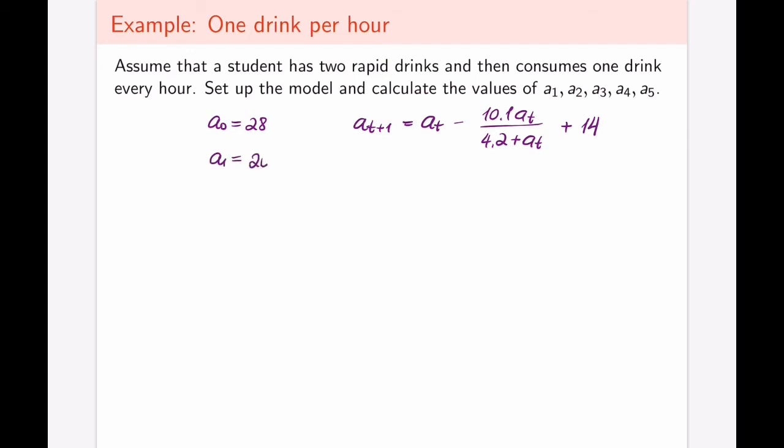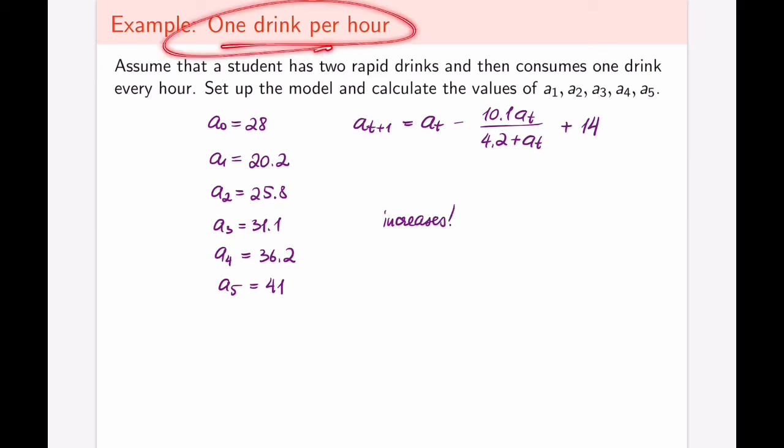A1 is going to be 20.2, A2 is going to be 25.8, A3 is going to be 31.1, A4 is going to be 36.2. What we're noticing, of course, pretty clearly, is that the total amount of alcohol in the system increases. That means that the body cannot beat the 1 drink per hour in terms of elimination. How would that correspond to what we're seeing on the graph?